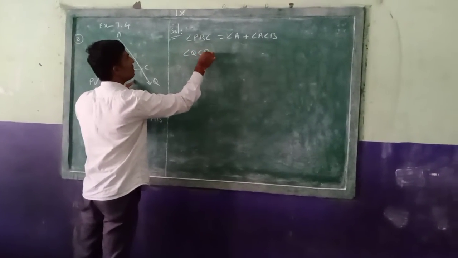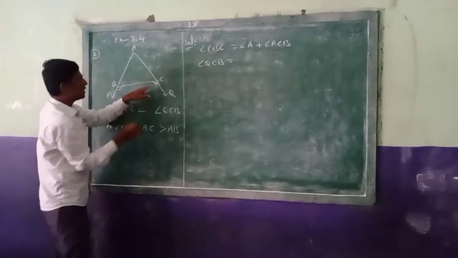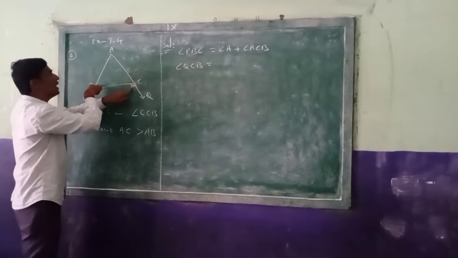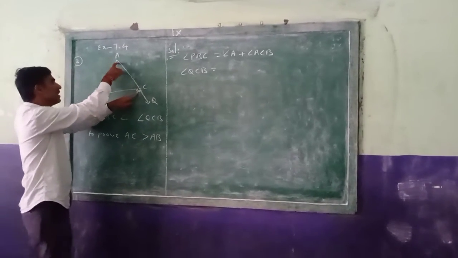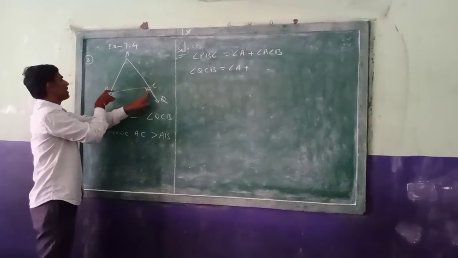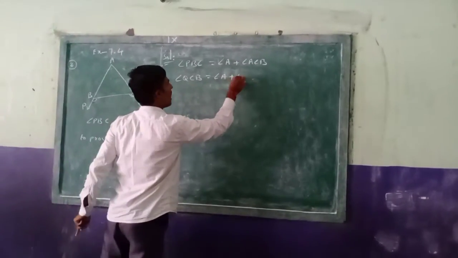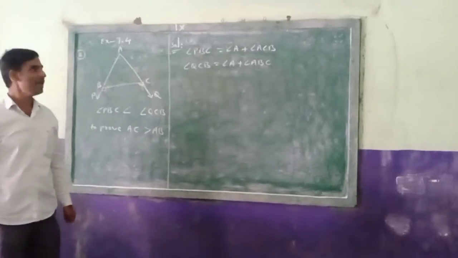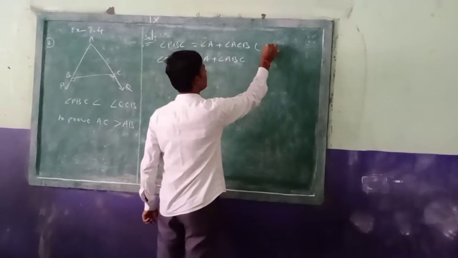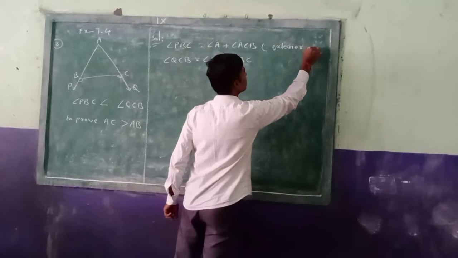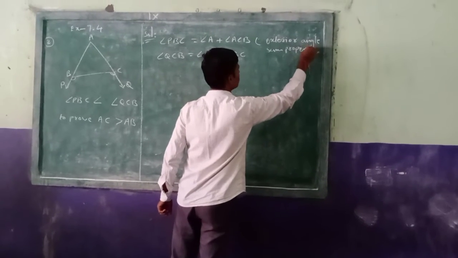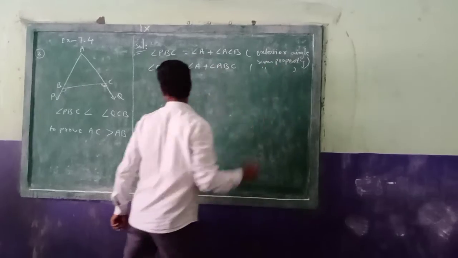Angle QCB is also an exterior angle of triangle ABC. This exterior angle is equal to the sum of the two interior opposite angles, means angle A plus angle ABC, this angle. We wrote that one. The reason here is the exterior angle property, and we have to apply it for both.